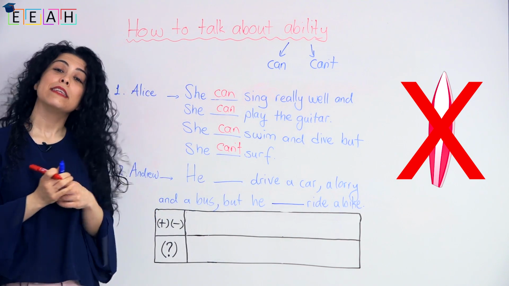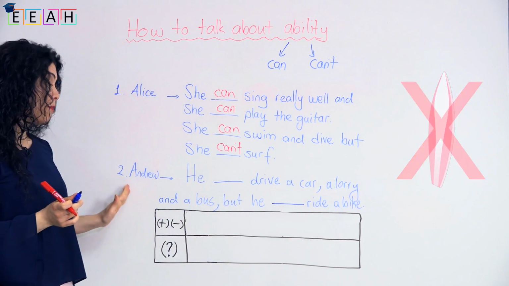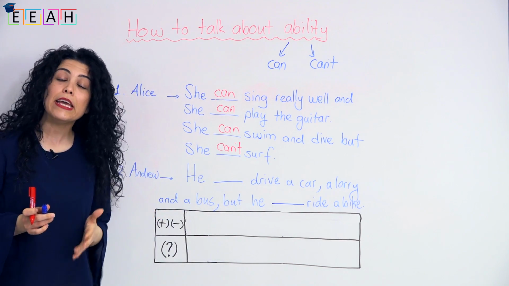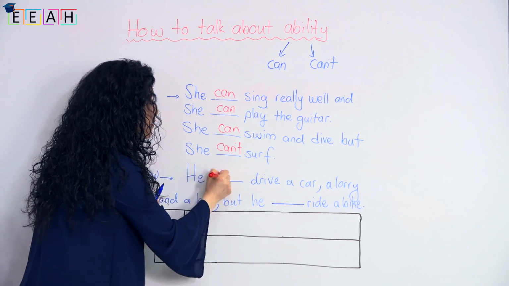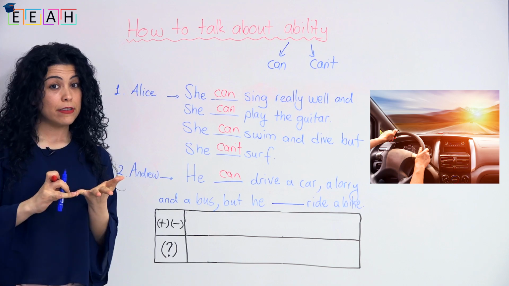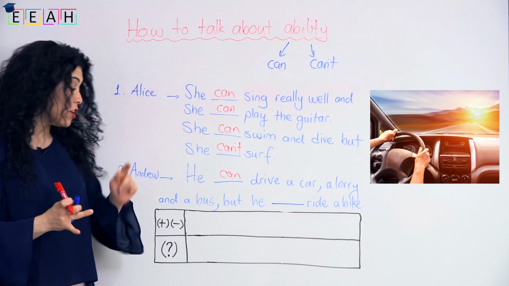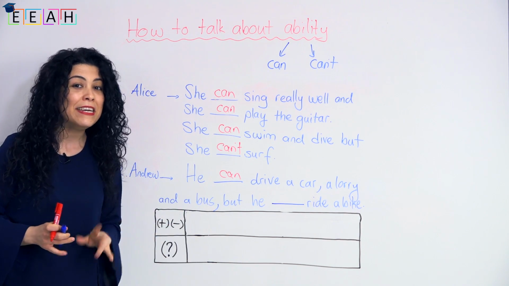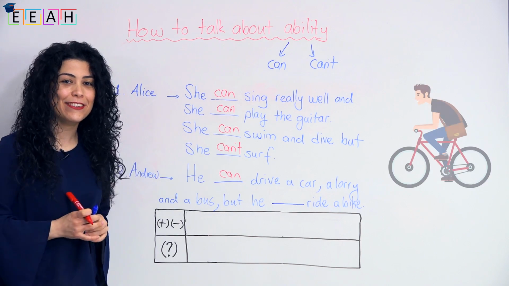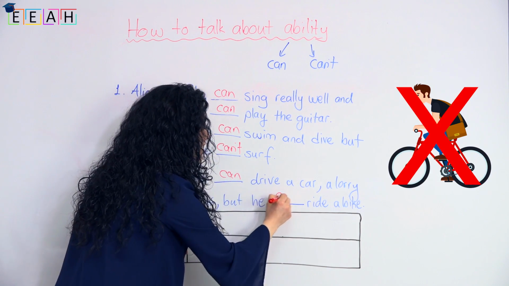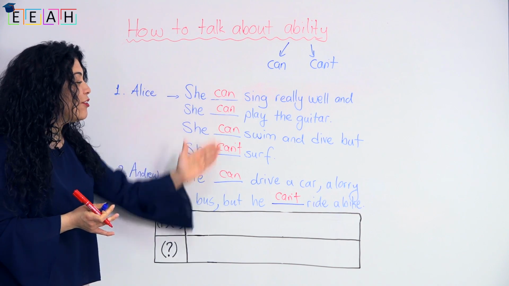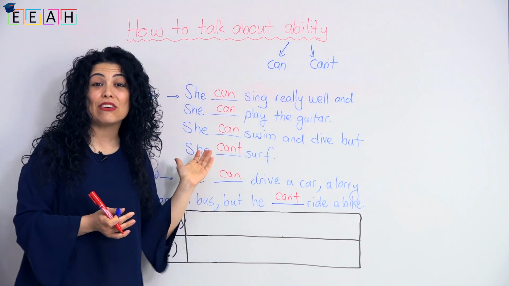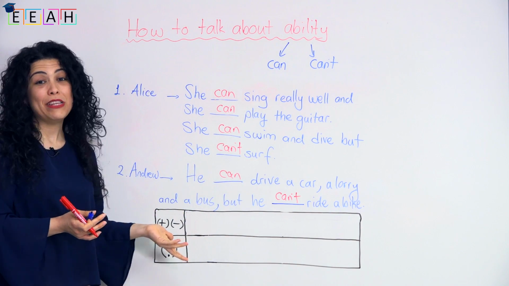Okay? The next person is my father, Andrew. He is a professional driver. He can drive a car, he can drive a lorry, and he can drive a bus. But he can't ride a bike. Don't tell anyone, right? He can't ride a bike. So these are the abilities and skills of my family.